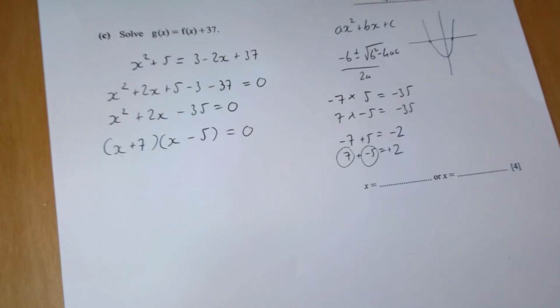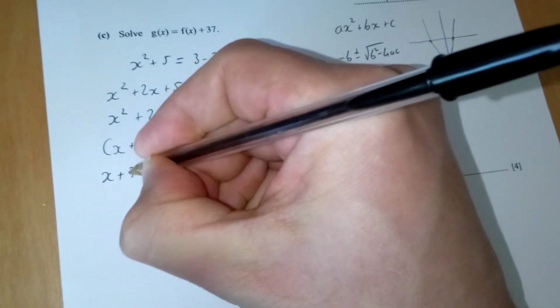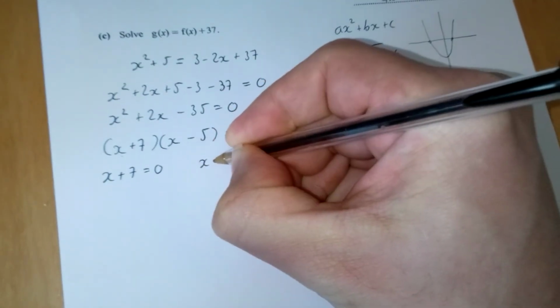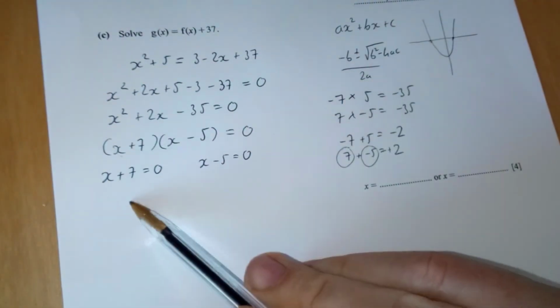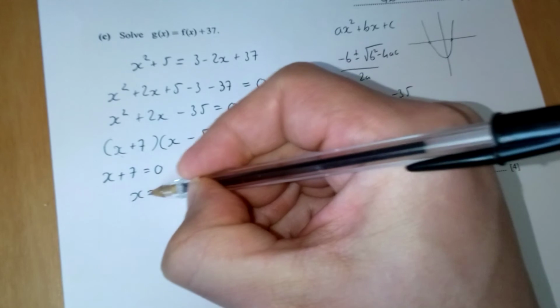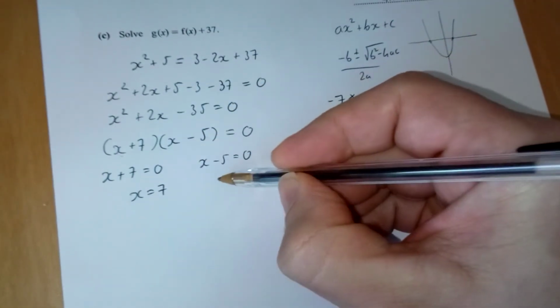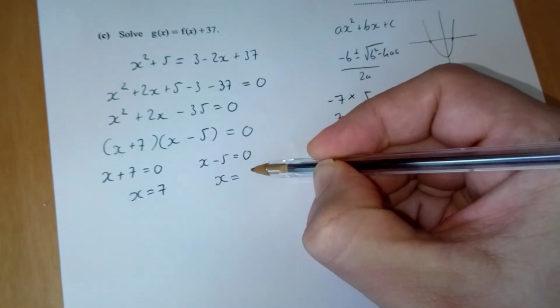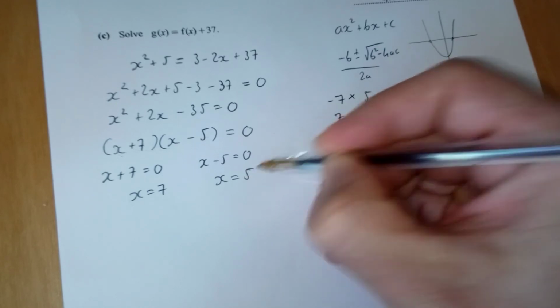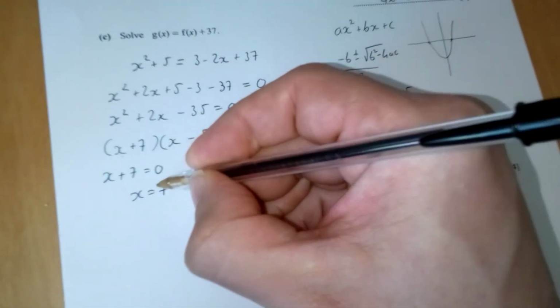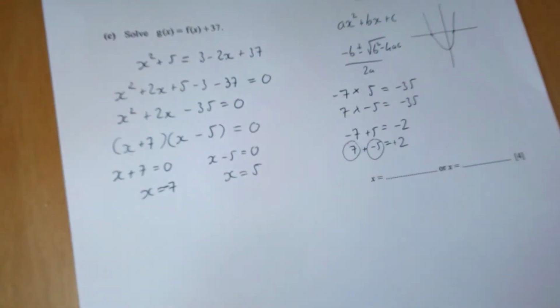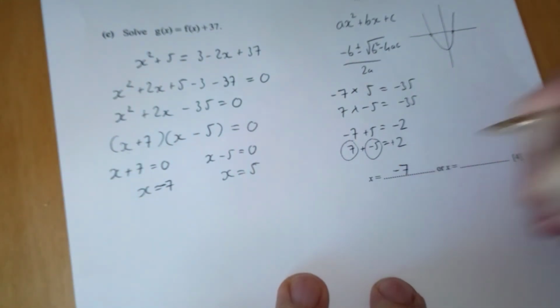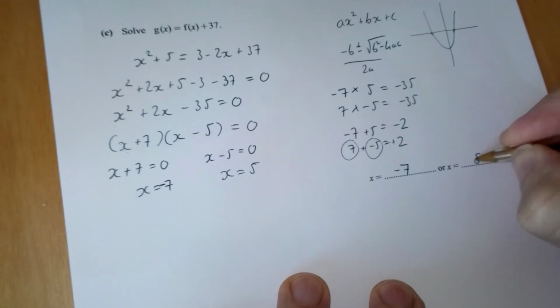Now we can move forward from here and solve it. We split the brackets up and set them each equal to 0. Move the 7 across and, when I move it across, it becomes negative, so x equals negative 7. Move the minus 5 across, it becomes positive, so x equals 5. Don't forget that. And that's our answers: x equals negative 7 and x equals 5.